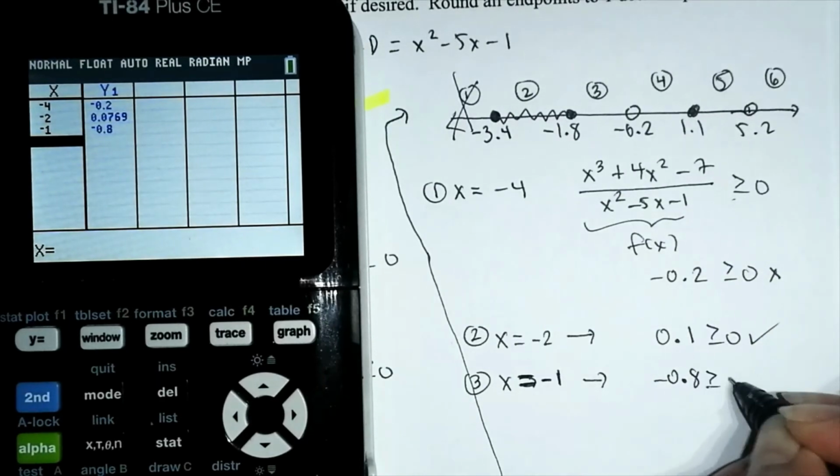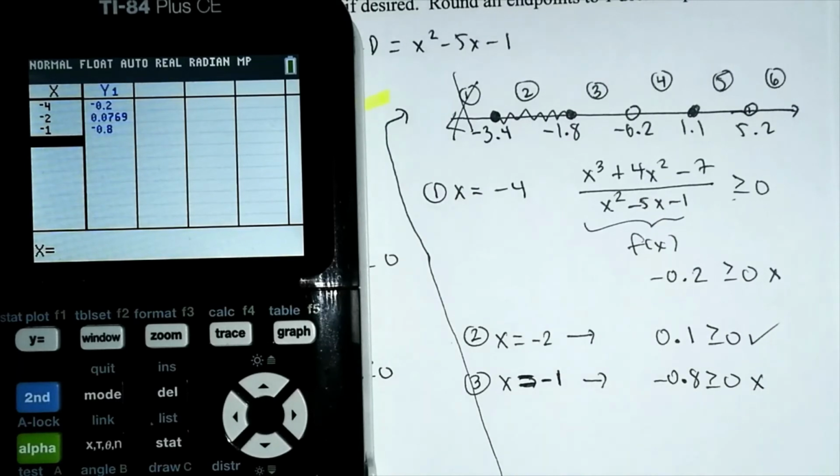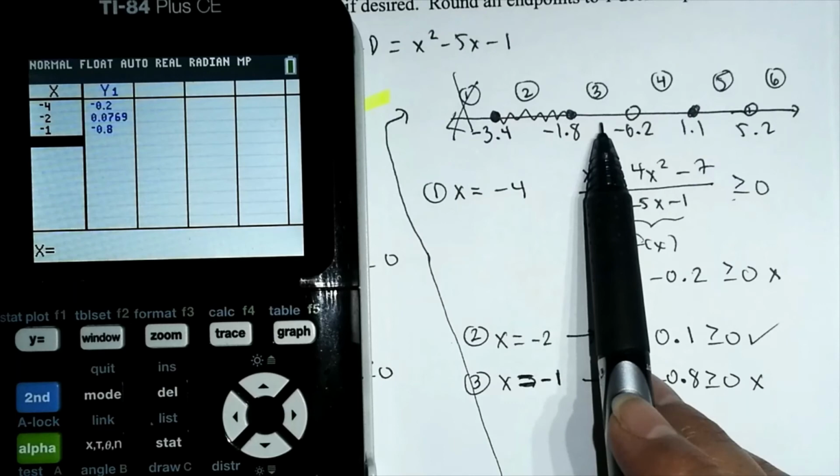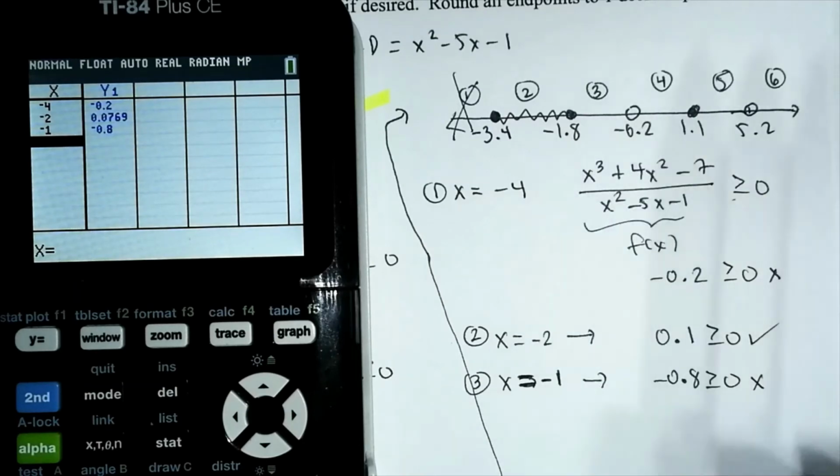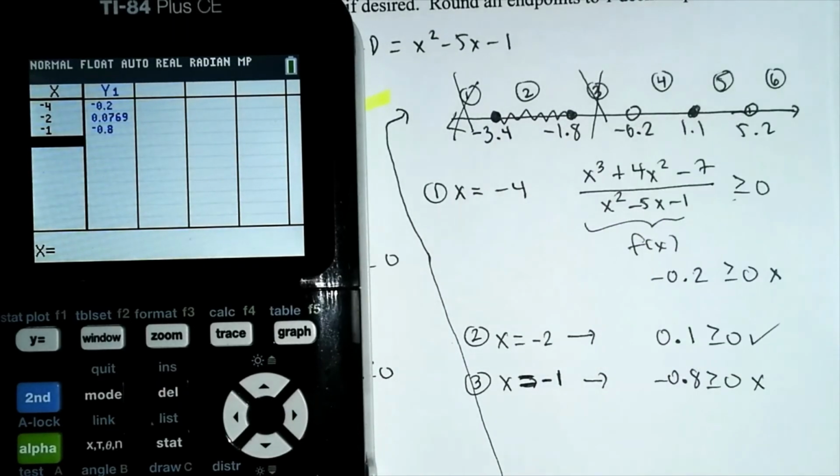Inequality symbol, 0. Okay, so the question that I need to ask myself is this: is -0.8 greater than 0? I know that you know that that's a lie. Okay, so because our test value is not a solution, then no other number in that interval is going to be a solution. Let's go ahead, release a little frustration.